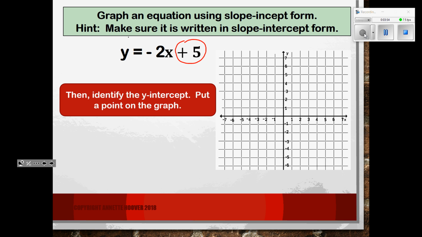You're going to start here at the end. We know that the y-intercept is a +5. So I go to my graph, 1, 2, 3, 4, 5. Here is 5 on the y-axis. We know it's going to cross here, so I can put a point there.